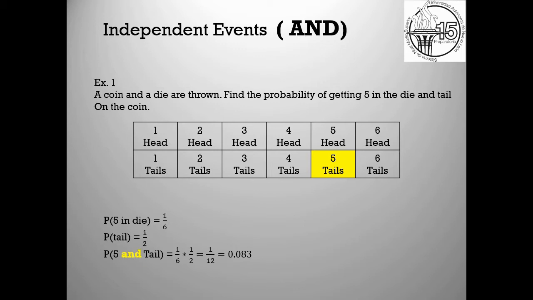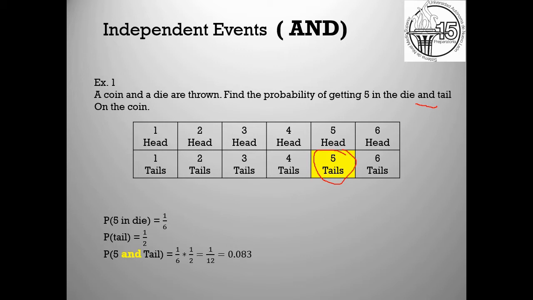A coin and a die are thrown. Find the probability of getting a 5 in the die and tail on the coin. If we see the chart, we have 12 possible results because we have 6 options on the die and 2 options on the coin. That is, we can have 1 with head or tails, 2 with head or tails, and so on. In this case, there is only one way to obtain a 5 and a tail. That will be 1 out of 12.